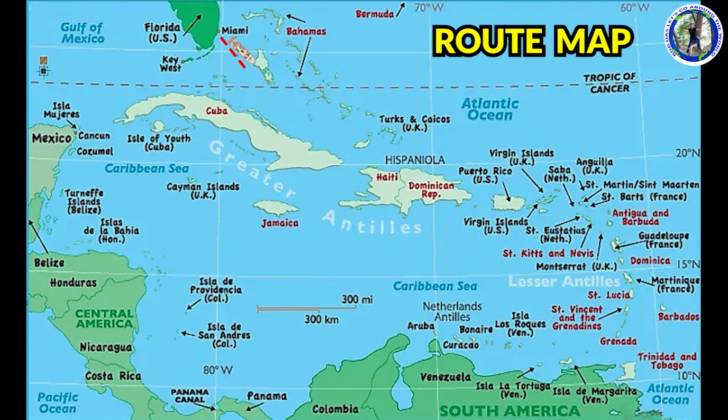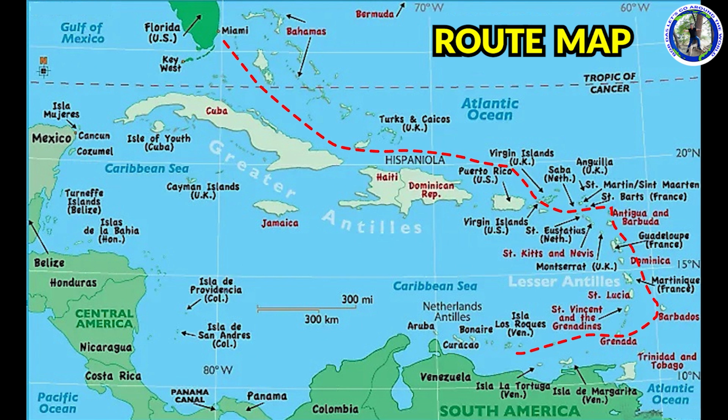We sailed from Miami and, staying 2 nights on sea, we reached Charlotte Amalie, the capital city of US Virgin Islands. From there, we sailed to St. John's, city of Antigua and Barbuda. Next, we sailed to Bridgetown, which is the capital of Barbados Island. After that, we went to St. George, capital of Grenada.